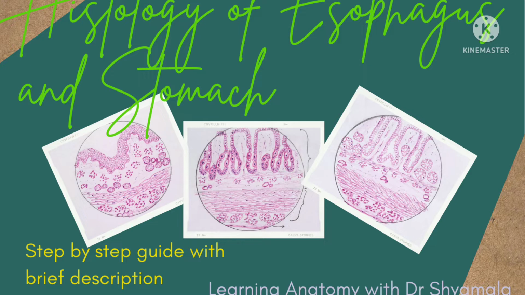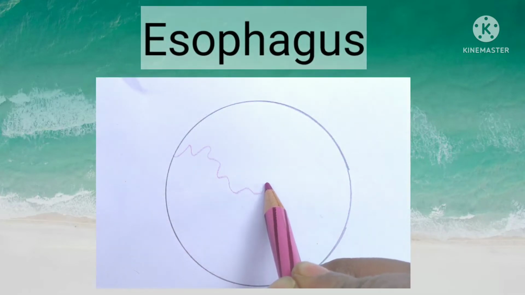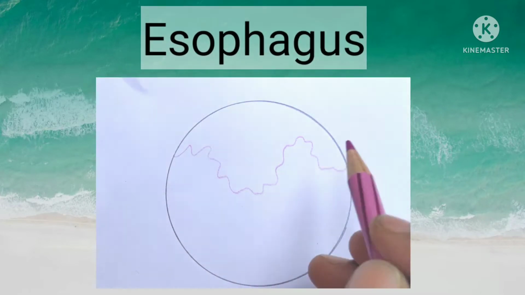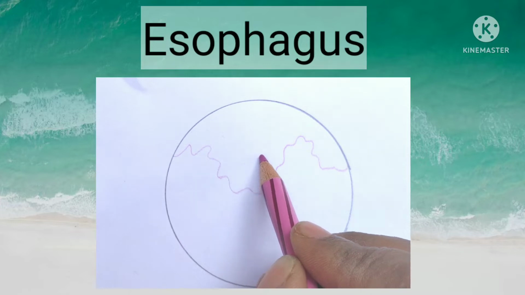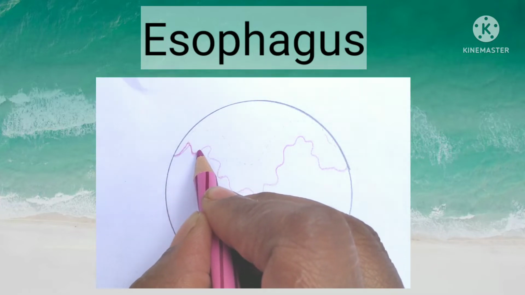Today we will discuss the histology of the esophagus and the stomach. Throughout the GIT, we have four basic layers: the mucosa, submucosa, muscularis externa, and the serosa. So we'll discuss all the histology slides of the GIT under these same headings. We'll start with the esophagus.